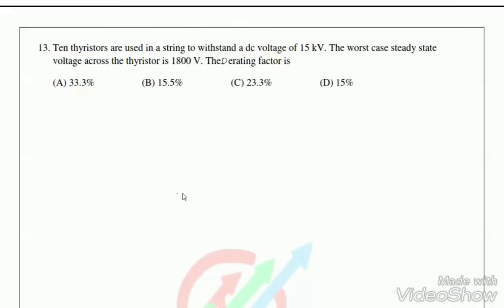The next question here: 10 thyristors are used in a string to withstand a DC voltage of 15 kV. The worst case steady state voltage across the thyristor is 1800 volts. The derating factor is, the formula for the derating factor is derating factor is equal to 1 minus string efficiency. What is the string efficiency?